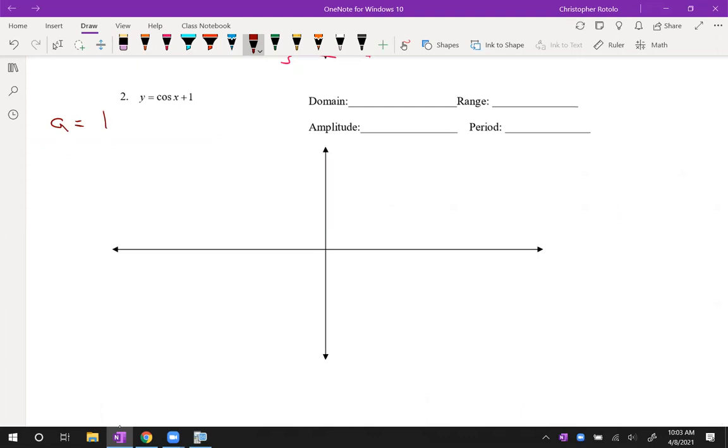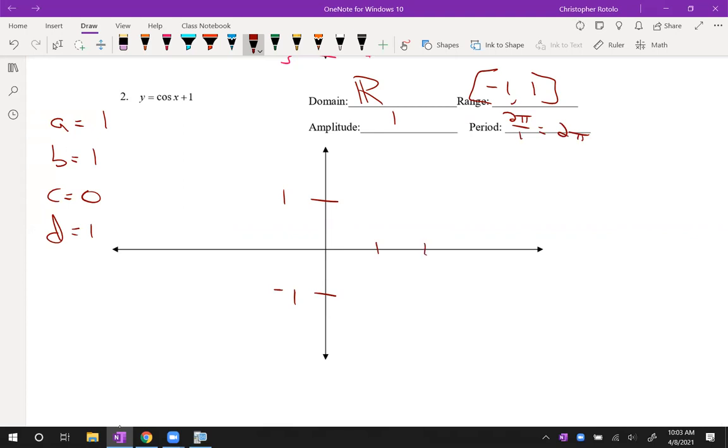Okay, so A is 1, right? So A is 1 in front of here. B is 1. C does not exist, right? Because that would be inside parentheses, but now D is 1. All right, so the domain, we saw that in the other graph. That's all real numbers. I did not change the amplitude, right? Because the amplitude is 1, so that means the highest it's going to get is 1, and the lowest it's going to get is -1. So -1 to 1. And the period, 2 pi divided by 1 is still 2 pi, which means I want 1, 2, 3, 4. So this is 2 pi.